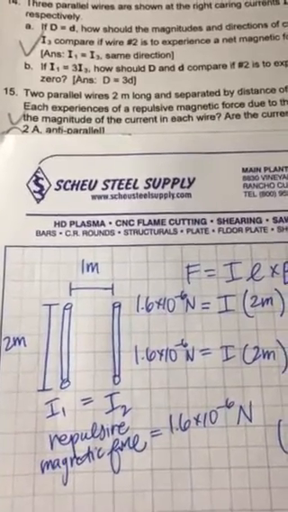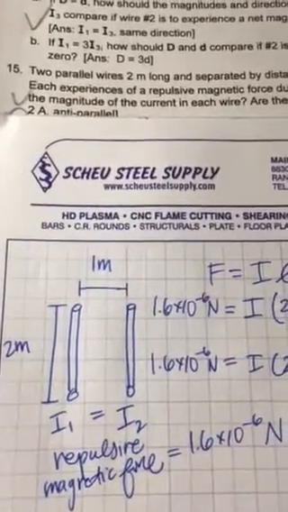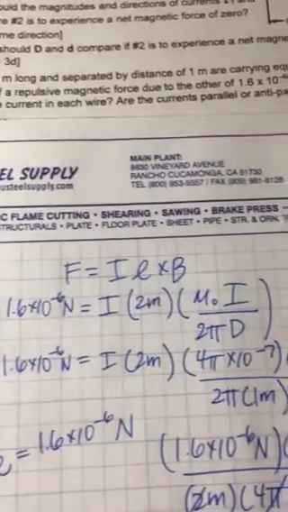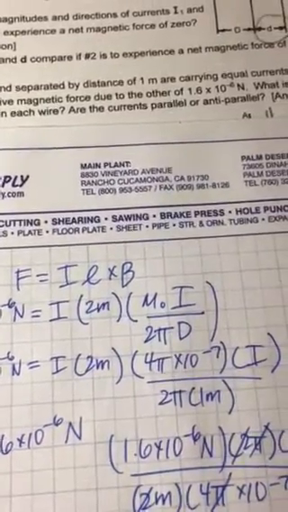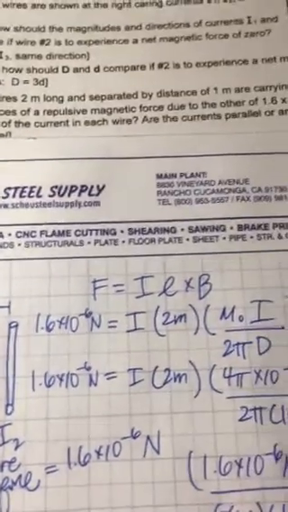15. Two parallel wires 2 meters long and separated by a distance of 1 meter are carrying equal currents. Each experiences a repulsive magnetic force due to the other of 1.6 times 10 to the negative 6 newtons. What is the magnitude of the current in each wire? Are the currents parallel or anti-parallel?